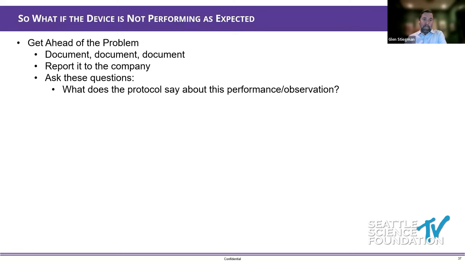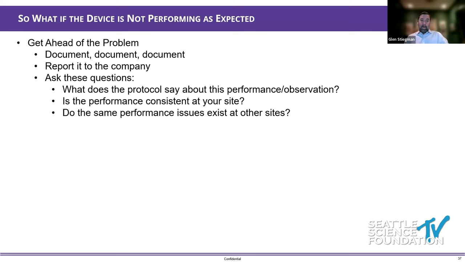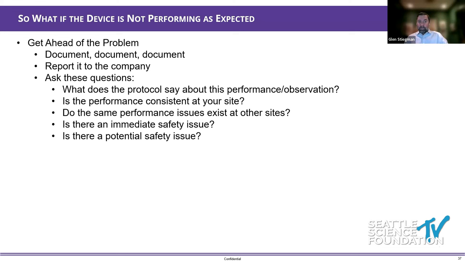And then you ask these questions, and a lot of these align with what you would ask with an AE or a radiographic observation. What does the protocol say? Is that performance, whether it's good or bad, consistent at your site? Does it exist at other sites? Is there a safety issue? Is there a potential safety issue down the road if it's moving or migrating? Is it osteolysis? Is there a safety issue down the road, and how are you preparing for that? Is it performance device related? Meaning, is the device doing something to cause that problem?